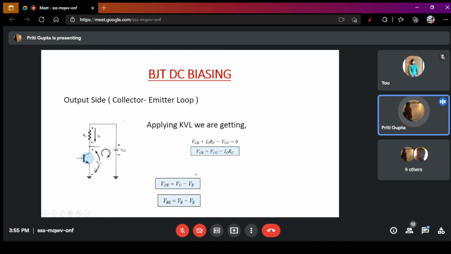So minus of VCE, then minus of IC into RC, then plus of VCC is equal to 0. Or from here we are getting VCE is equal to VCC minus of IC into RC.